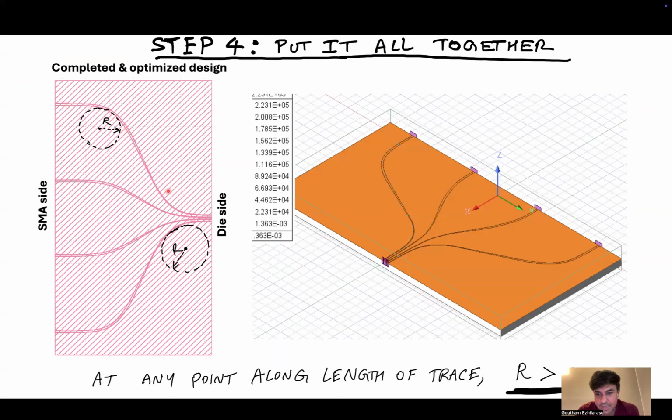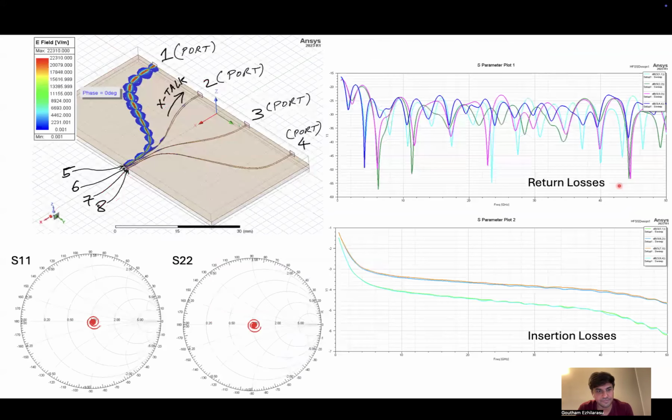So that's precisely what I did here. This was the completed design, and it had both the linear taper that I designed earlier, as well as the fact that at any point along this fan-in, the radius of curvature does not go below 20 millimeters. And you have 4 links because you have 4 signal inputs being fanned in to the die side. This is the structure simulated in HFSS.